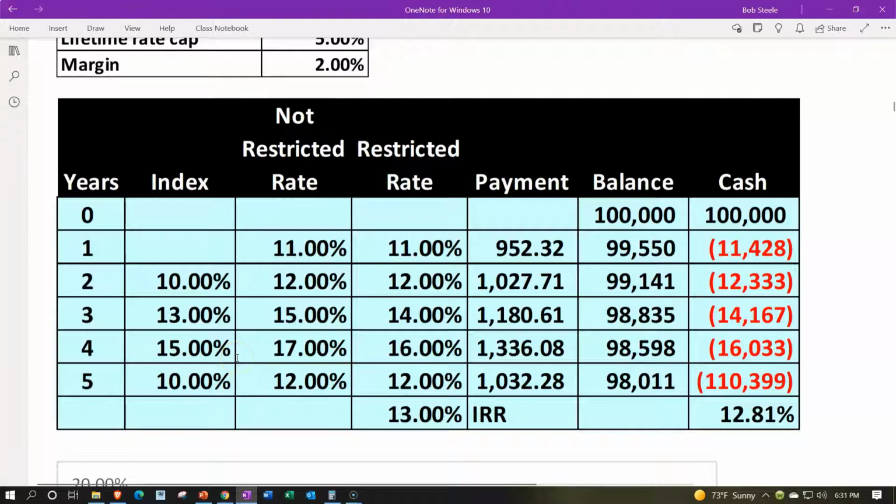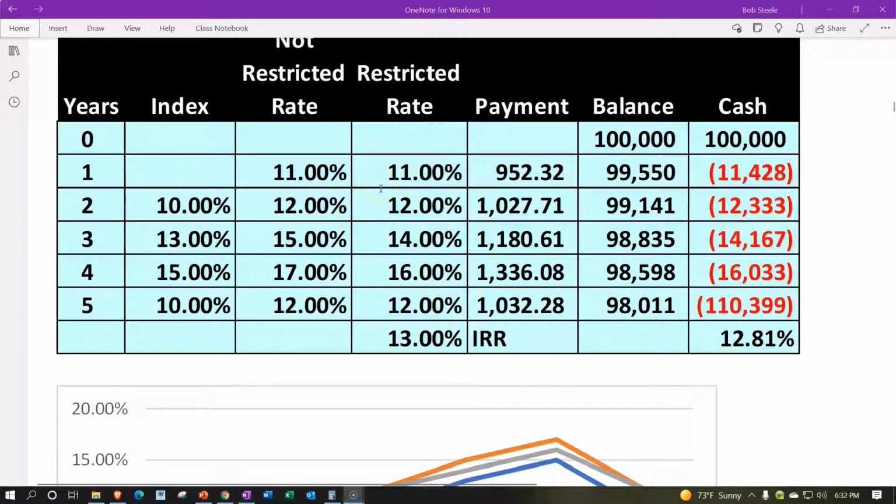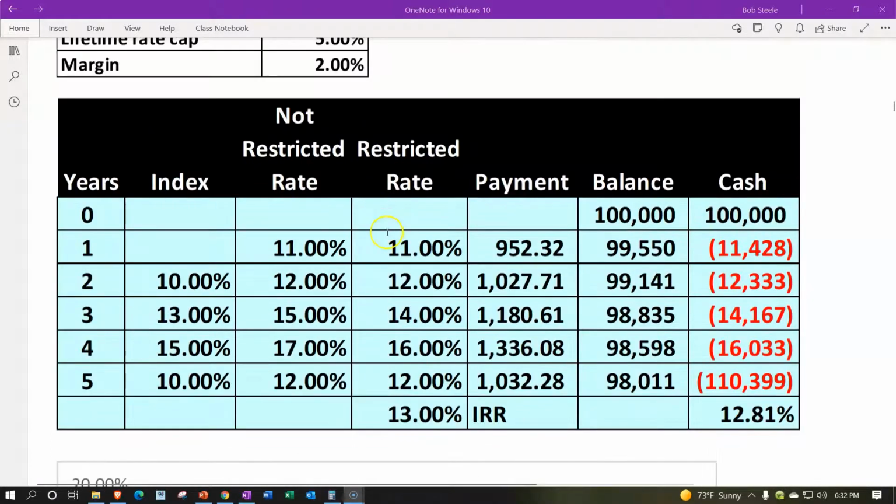Remember that this index could go up, could go down, be favorable, unfavorable, just depending on the circumstances in the economy. Then we have our restricted items. So once we consider what's going to happen with the index, we can then apply our cap rules to it and see what the rate will be after we apply the cap rules. So it doesn't really apply to the 11% because that's the first year.